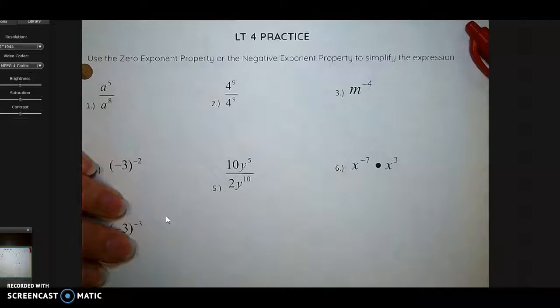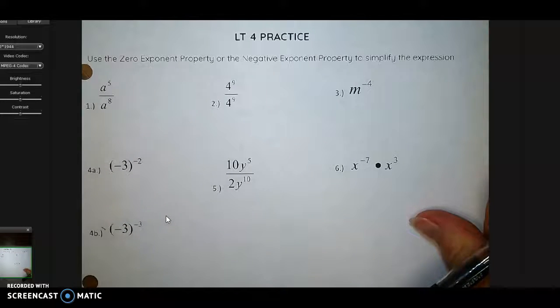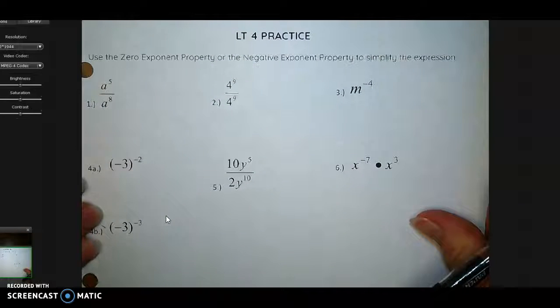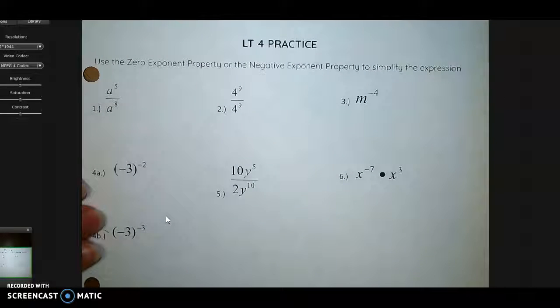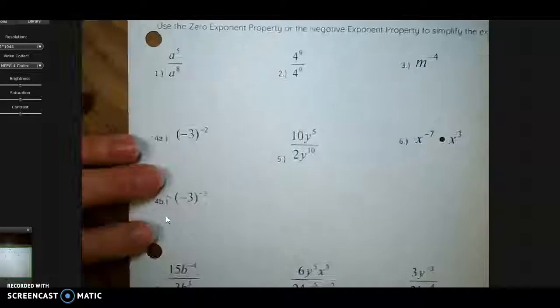All right, so we had some people struggling with the Learning Target 4 practice, so I'm going to go over these and walk you through them, and that way if you have any questions, you can take a look at them before you start on the review tomorrow.